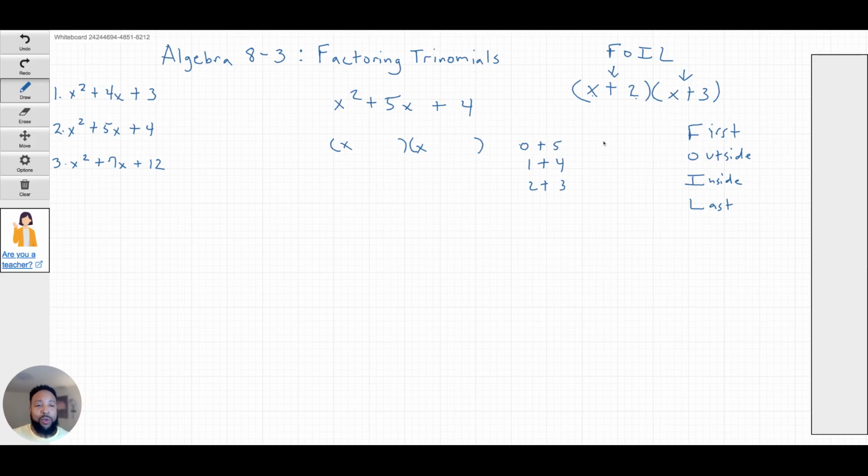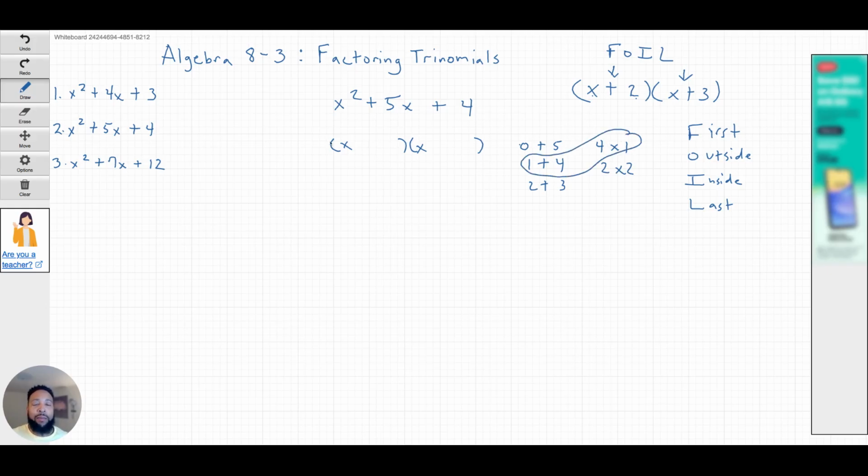In order to get 4, you could do 4 times 1, 2 times 2. So we see the 4s and the 1s are in common. So here we're going to say x plus 4, x plus 1. You add 4 and the 1, you get 5. You multiply 4 and the 1, you get 4.